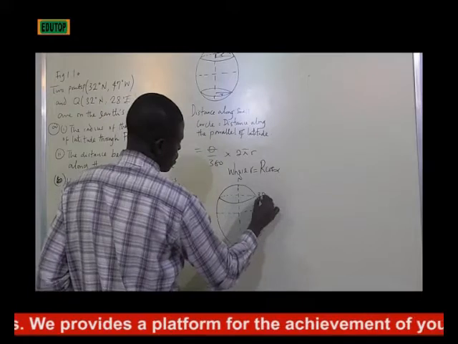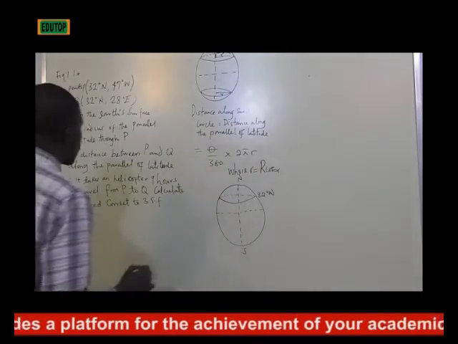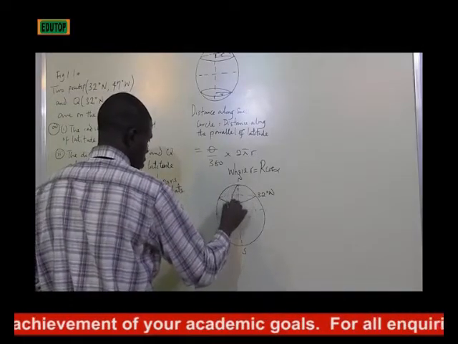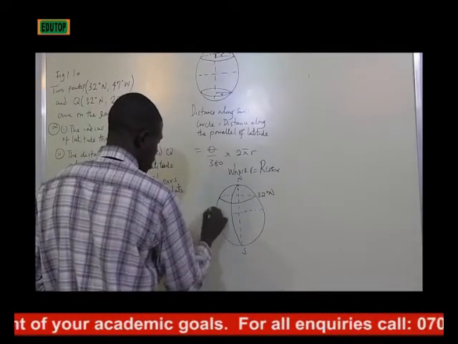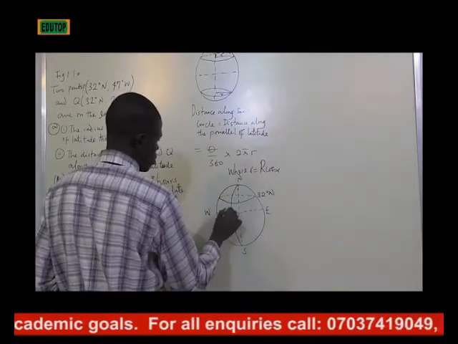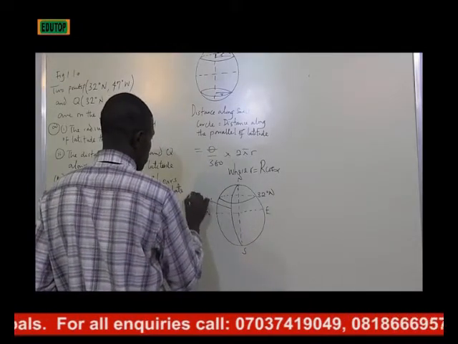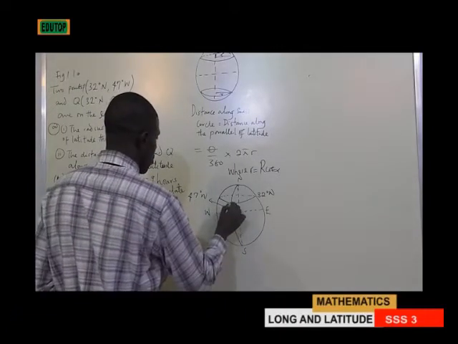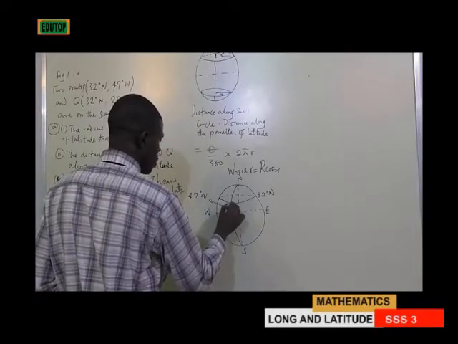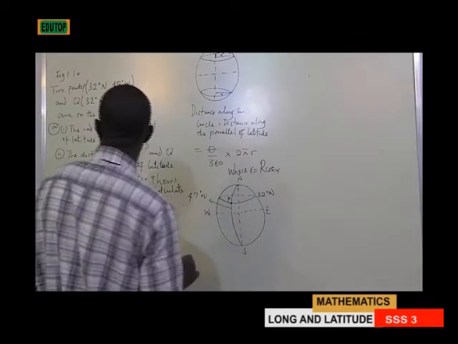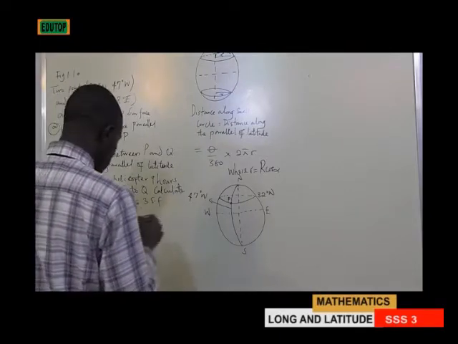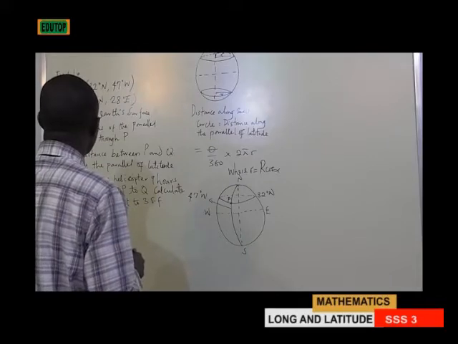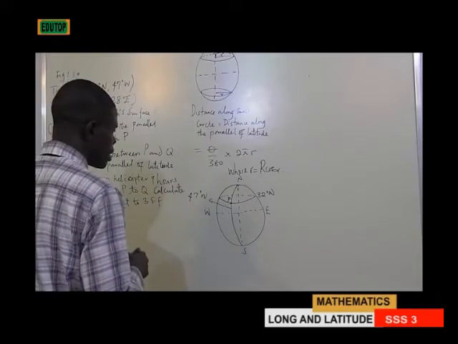32 degree north. Then we have 47 degree west. So we have our west. It is 47 degree west because it's our west direction, this is our east direction. So this one is 47 degree west. That is our point P. This point is our P. Then we also have another one, still on the same latitude, 32 degree north, 28 degree east.